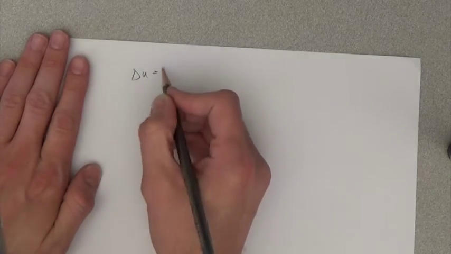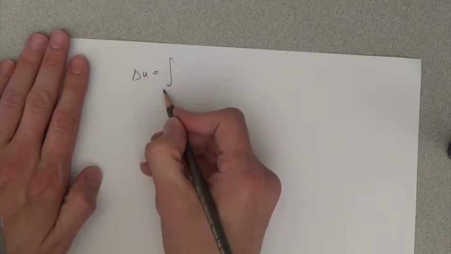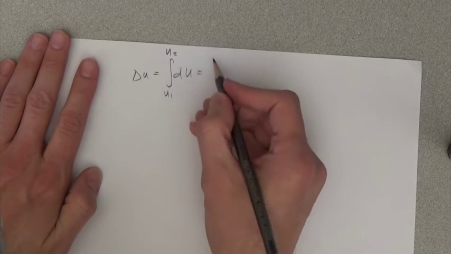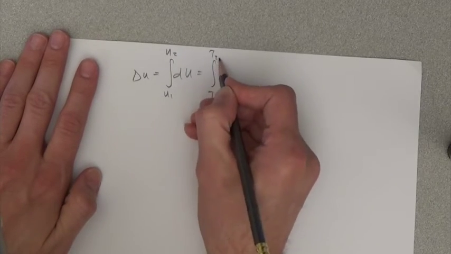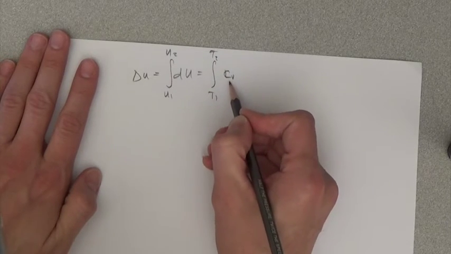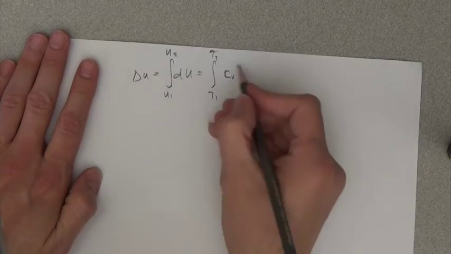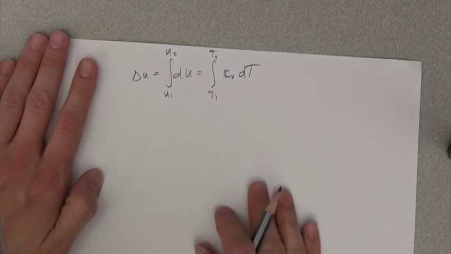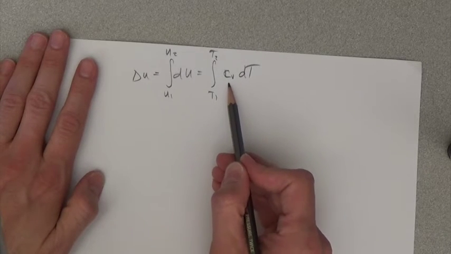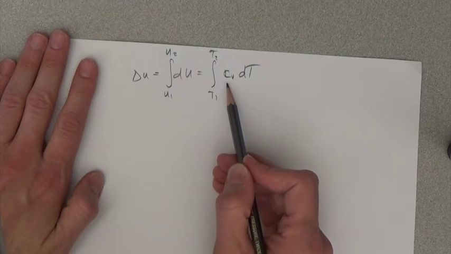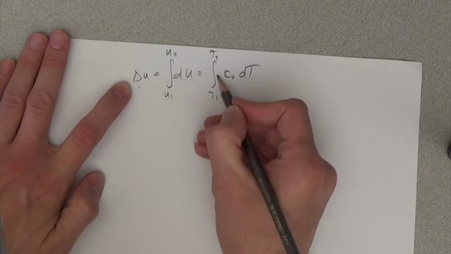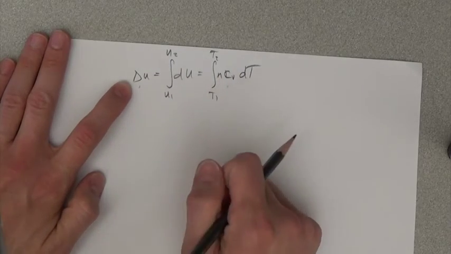Delta U is equal to the integral from U1 to U2 of dU, which is equal to the integral from T1 to T2 of the molar entropy dT. Recognizing this has units of joule per K per mole, and this has just units of joule, that means we have to have an N in there as well.